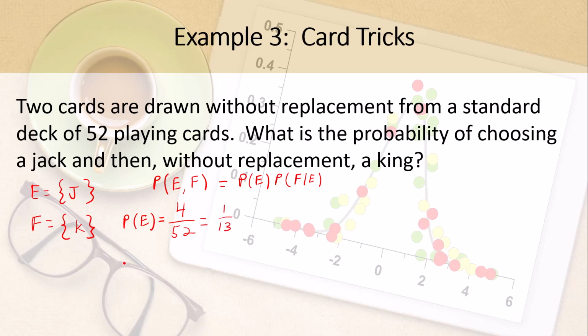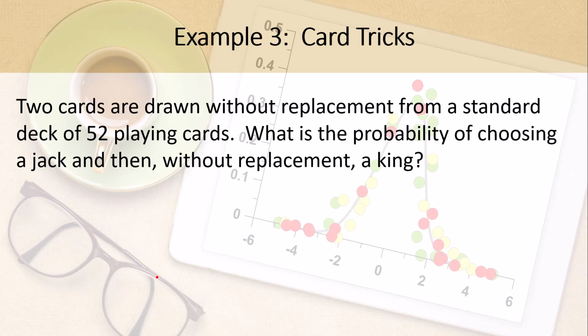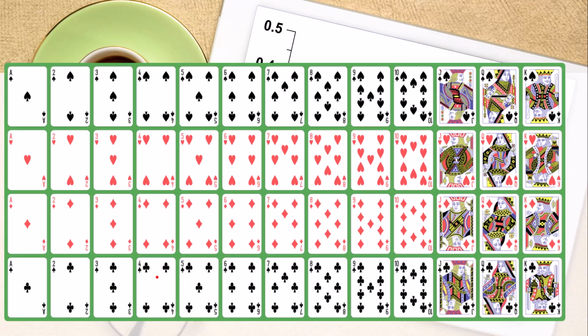Okay, now we need to figure out what the probability of F is, given that E has already occurred. Okay, so here's our card deck. And then here is the scenario after one of the jacks has been taken. Notice that we no longer have 52 cards. Now we only have 51 cards because this card is gone. We still have 4 kings. Okay, so we have 4 kings, but now the size of the sample space has been reduced to 51.